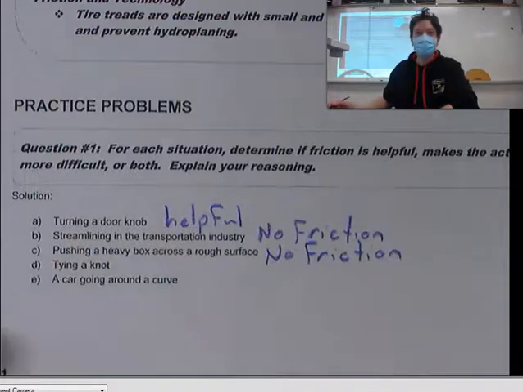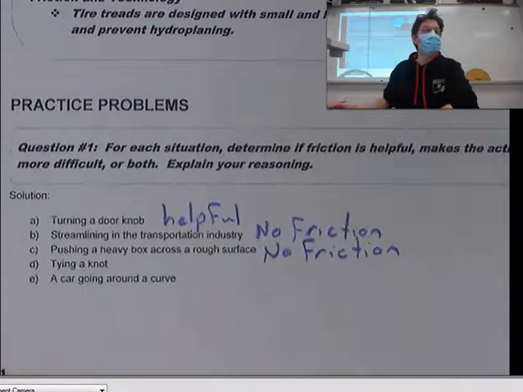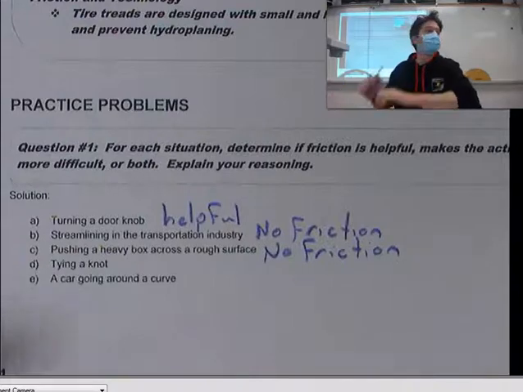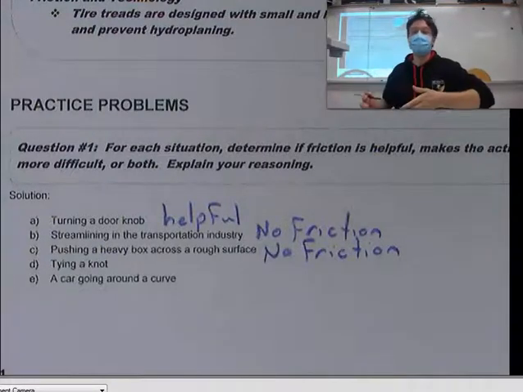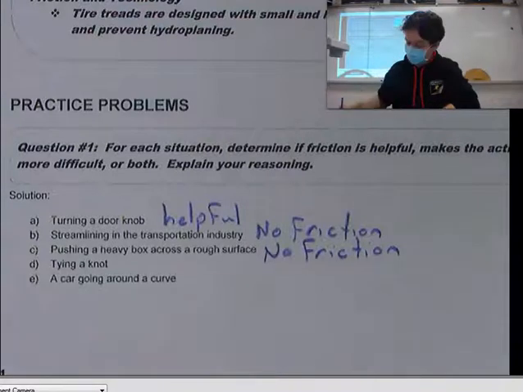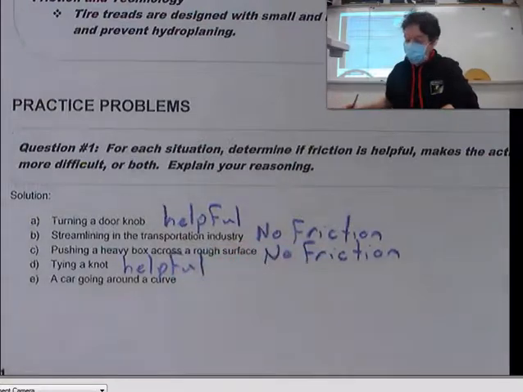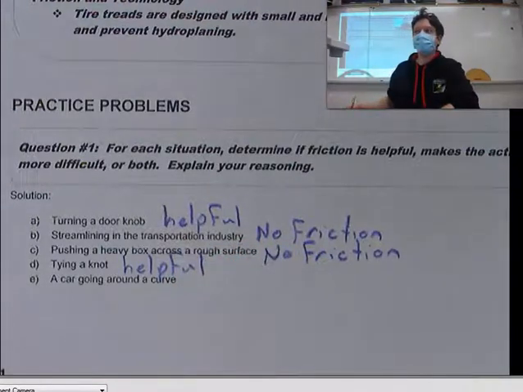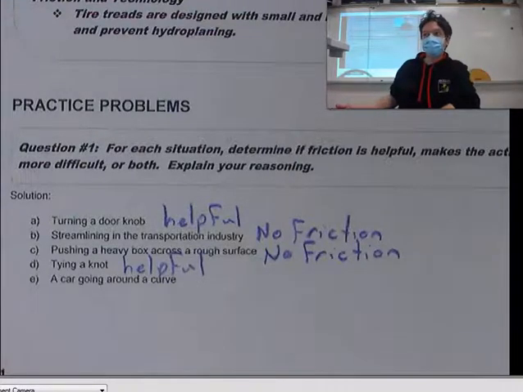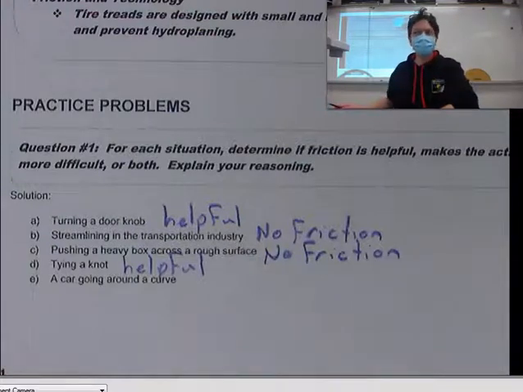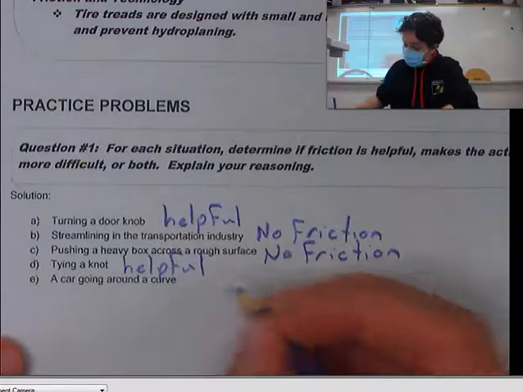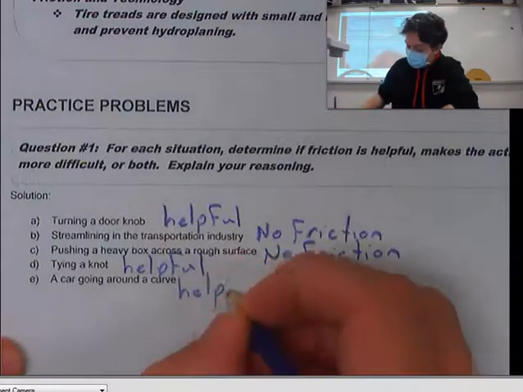Tying a knot. In this case, you want friction. If you didn't have friction, you tie that knot, it's going to come completely undone. You want it to be able to hold in place. In this case, it's very helpful. And a car going around the curve, well, you can imagine a car going onto an on-ramp to a highway during the winter when there's ice. That's very dangerous. Why? Because there's less friction. You're going to slide off the road if you go too fast. So when you're going around a curve in a car, you want that friction. So it's very helpful.